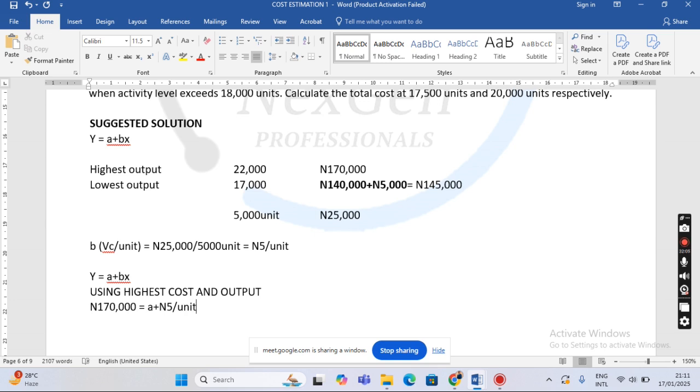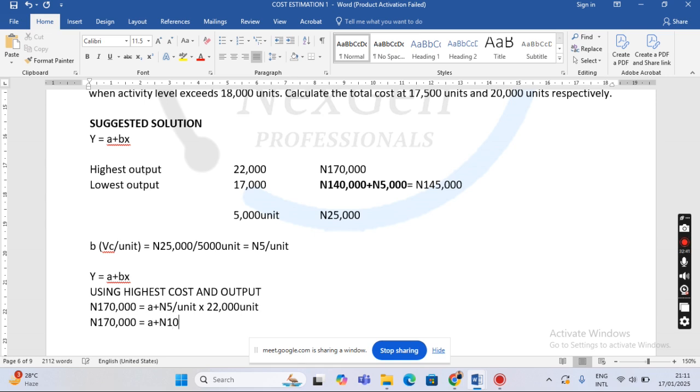Always write it because it is very important. Times, using highest cost, highest output. So now, what is your highest output here? 22. Is that not so, class? Are we still together, class? Yes, sir. Okay, thank you. Now, if that is established, we can have 170,000 equals A plus. Please punch your calculator. 5 times 22, what do we have? 110,000.